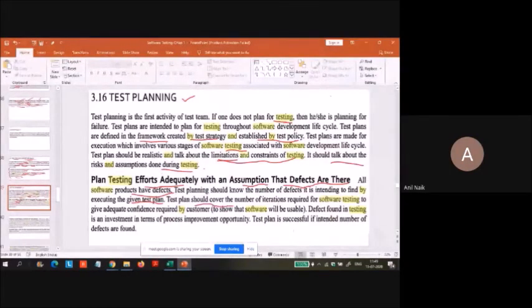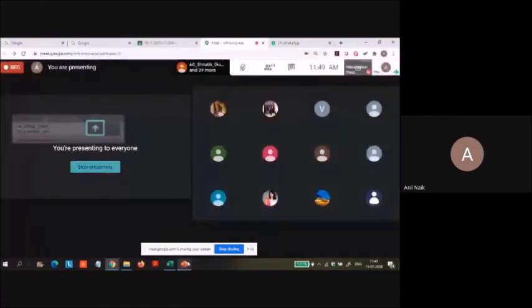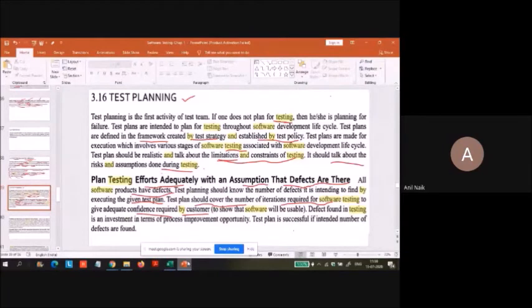The test plan should cover the number of iterations required for the software testing to give the adequate confidence that is required by the customers. As per the test plan, or the number of test cases, suppose there are 100 test cases, we have to go one by one on a priority basis, so that it gives confidence to the customers.